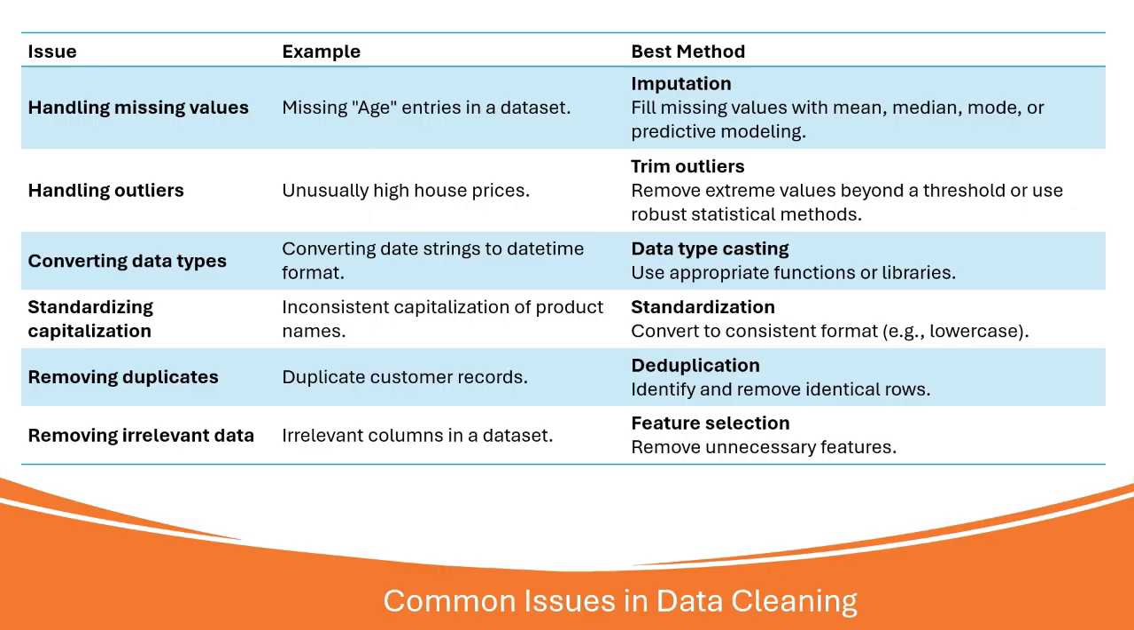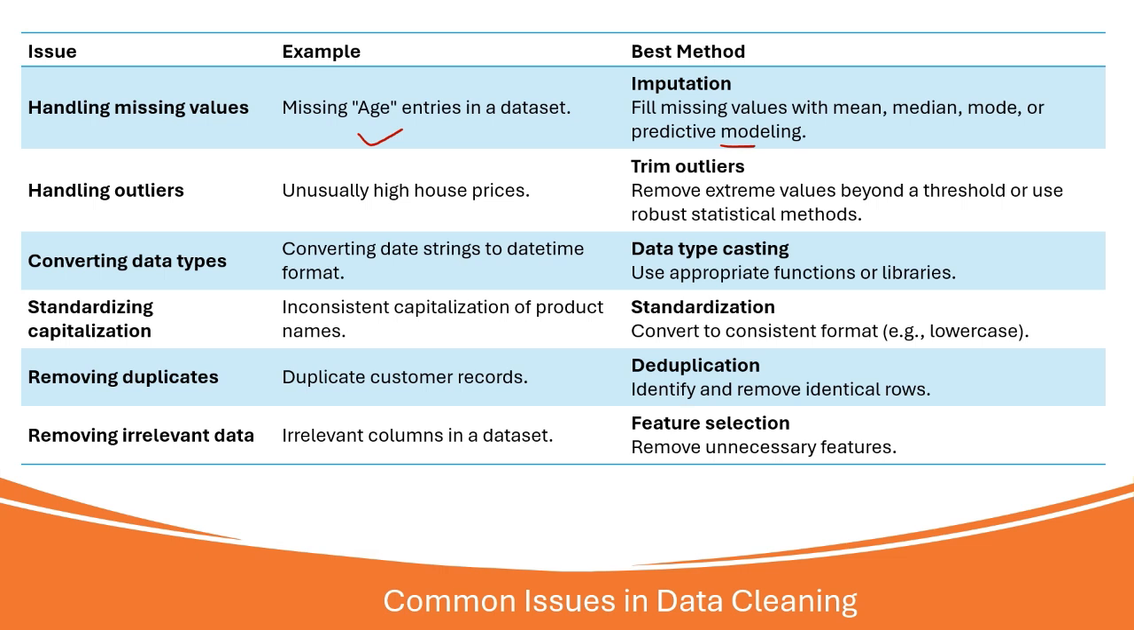As I mentioned, some of the common issues are listed here. Age entries in the data set. Sometimes people don't want to enter the age, knowingly or unknowingly, and they miss the field. So how can we handle that? We can start with a simple imputation, where you can fill the values with the mean, median, mode, or maybe any other predictive modeling can be used to find the missing values in our data.